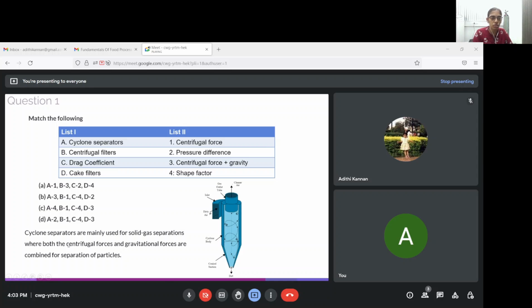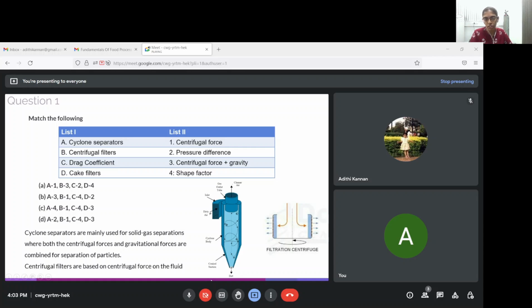So in cyclone separators, the dust particles will undergo the effect of centrifugal force, and when they hit the walls, they come down because of gravitational force. So in case of cyclone separators, you will have both centrifugal force and gravity force acting as a mechanism for separation, and this is mainly used to clean your gaseous materials.